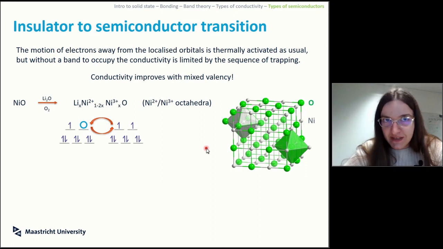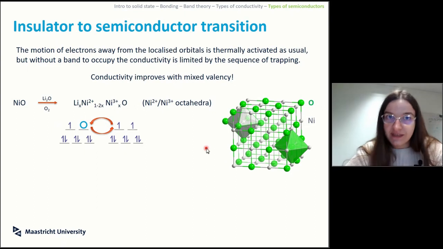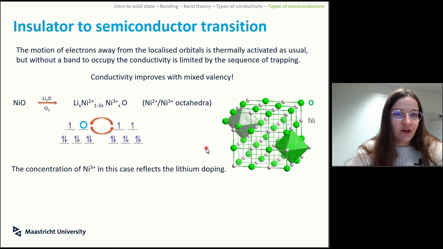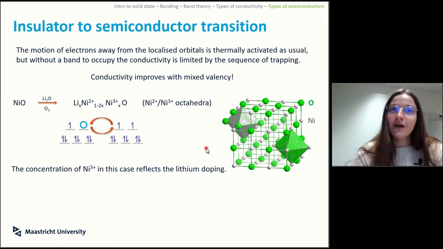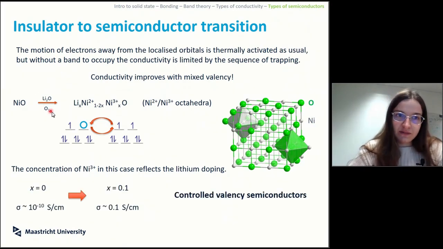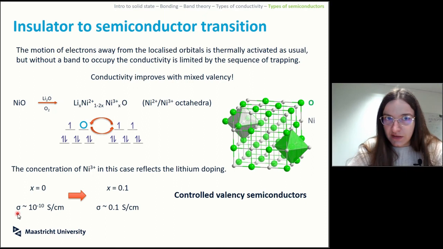So having lithium inside makes it so that you will have a mix of nickel 2+ and nickel 3+ as you did before. But this time, the concentration of nickel 3+ is directly, immediately and precisely correlated with the concentration of lithium that you put in. So when you are at level of lithium in your structure 0, then your structure is nickel oxide and has almost no conductivity, so 10 to the minus 10, this is an insulator.